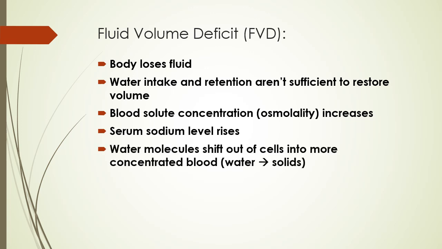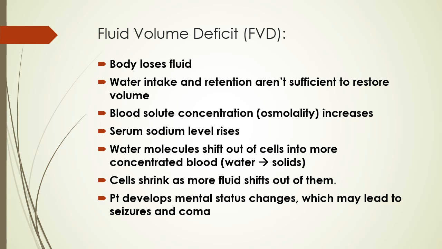As the blood becomes more concentrated, remember, water follows solute. So the water is going to move out of the cells into the bloodstream because the serum osmolality of the blood is higher than the osmolality of the interior cells. The cells shrink as more fluid shifts out of them, and the patient can have a level of consciousness change. They can develop seizures leading to coma.